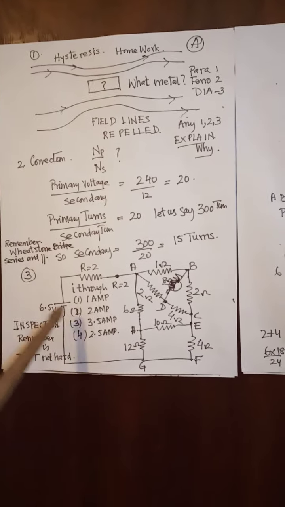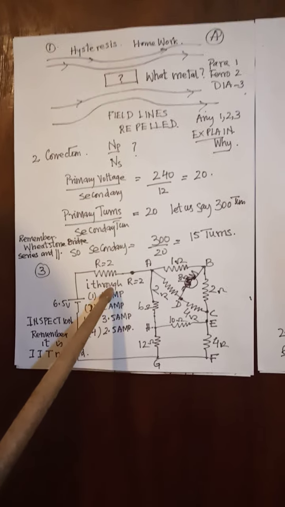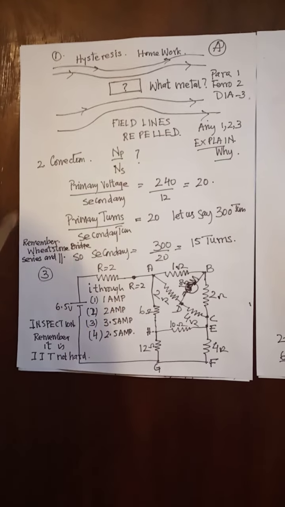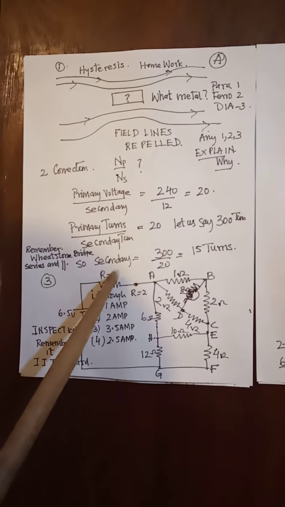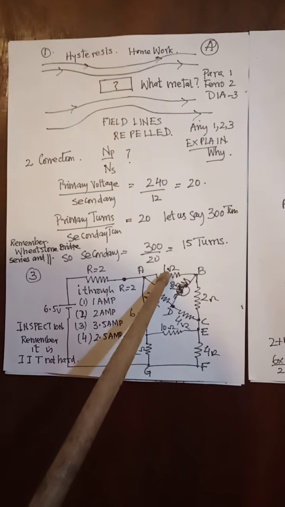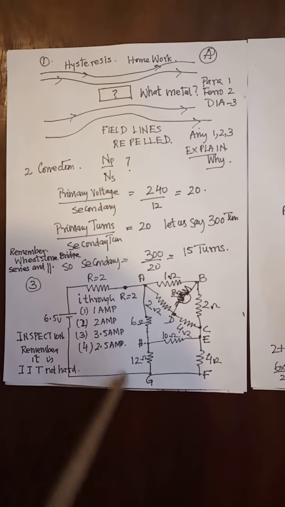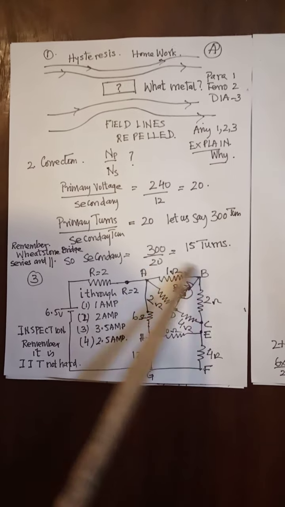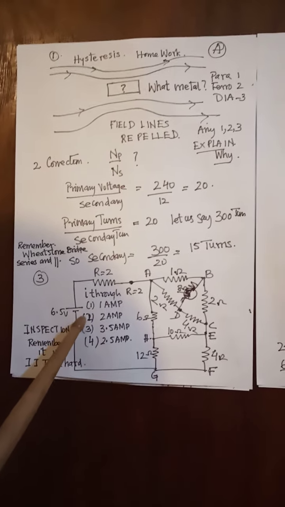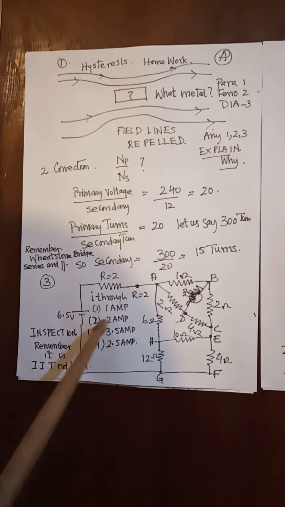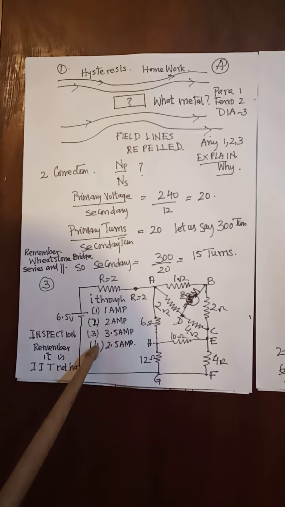Now, we come to the main problem. It is an IIT problem. I think it is one of the most beautiful circuit analysis problems. Here we have 6.5 volt. Here R is 2 ohms. And then 1 ohm, 2 ohms, 8 ohms, 2 ohms, 4 ohms, 6 ohms, 12 ohms, 4 ohms, and all this. You have to find the current through R2. Question 1, 1 ampere. Question 2, 2 ampere. Question 3, 3.5. Question 4, 2.